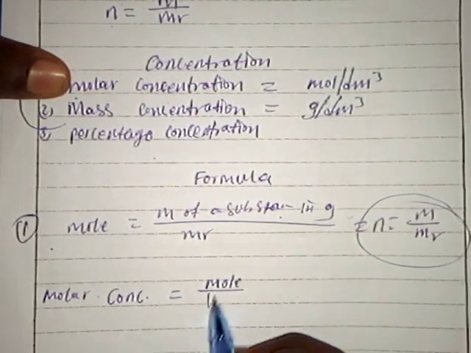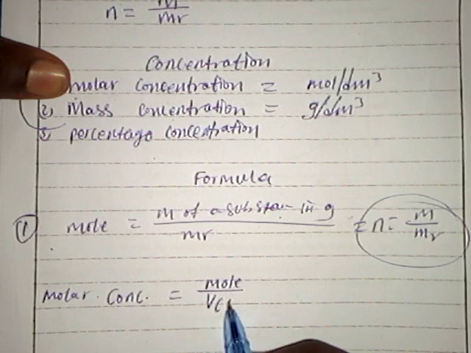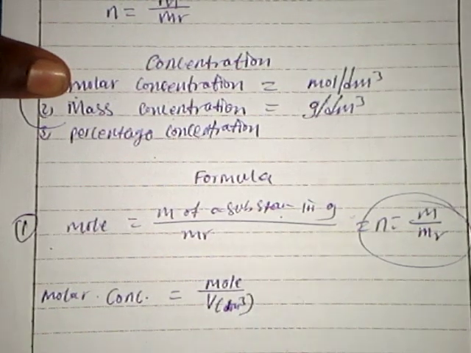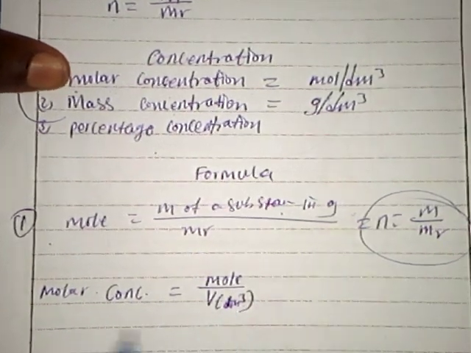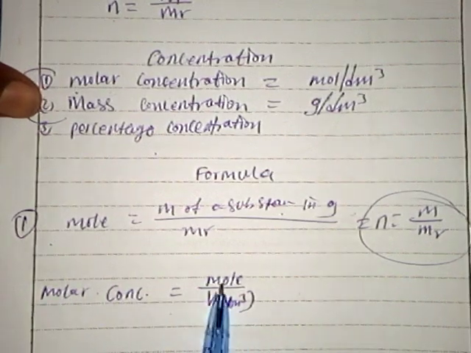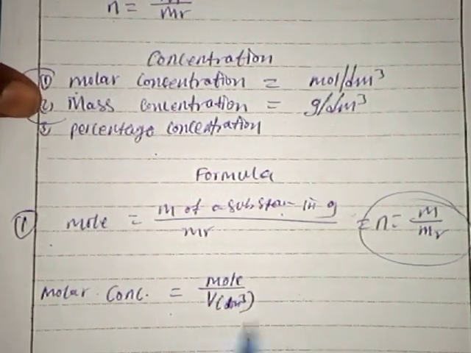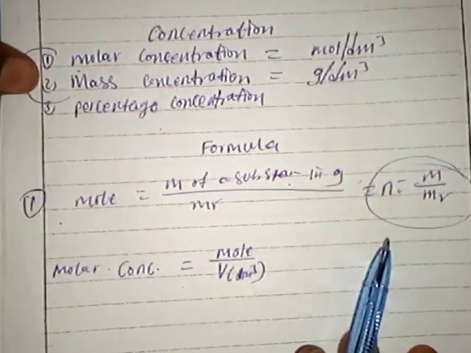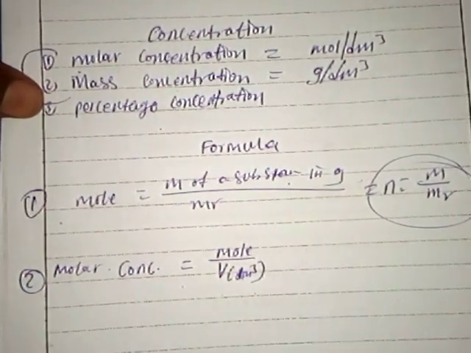Mole upon volume should be what? In dm cube. So that means the volume should be converted to dm cube. So the molar concentration formula is what? Mole upon volume in dm cube. Do you see here the mole? Good. That's the second formula which you have to understand.